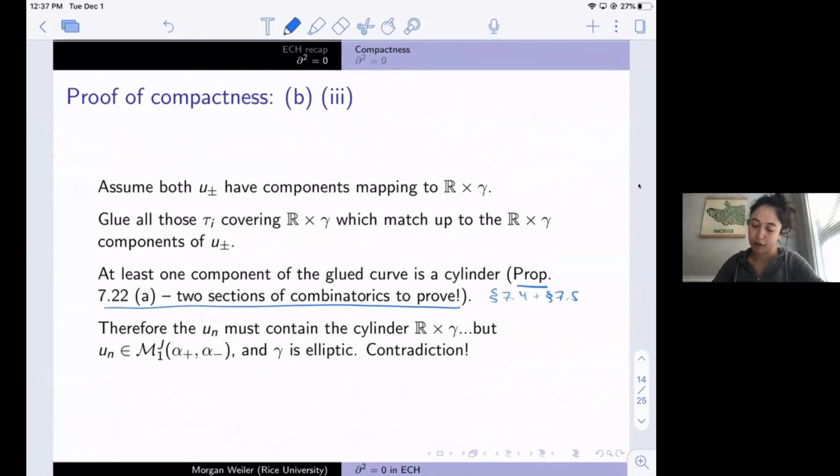But essentially the idea of the third one is that if I have covers of the same cylinder in U plus and U minus, then I can glue my covers of cylinders together from my taus, and using some combinatorics, I can show that I have to have at least one component that's a cylinder. But the problem is this is over an elliptic orbit, and these were the limits of something in a moduli space that didn't allow any elliptic orbits. So this would mean that I had started out with a cylinder over an elliptic orbit, which was not allowed. Okay, great. So I've proved compactness.